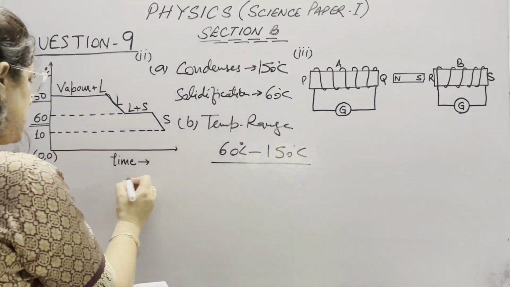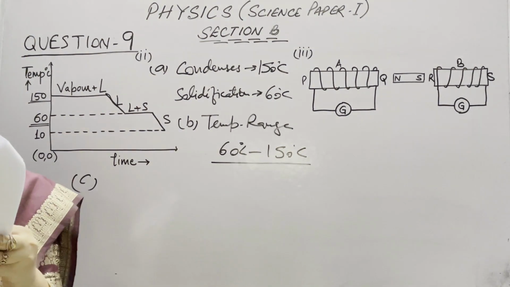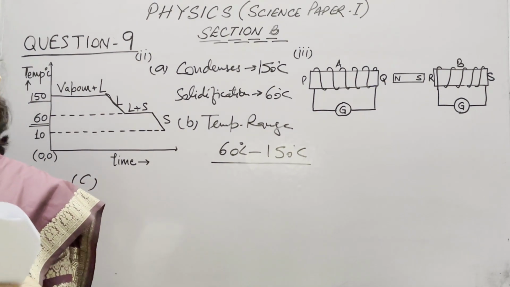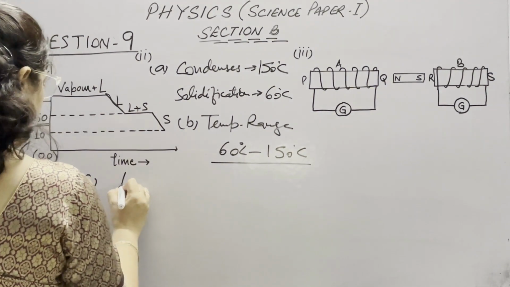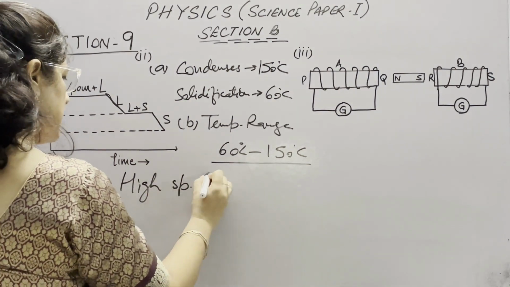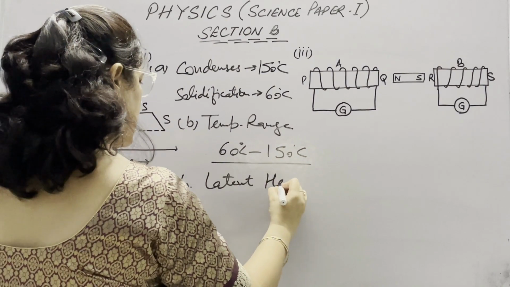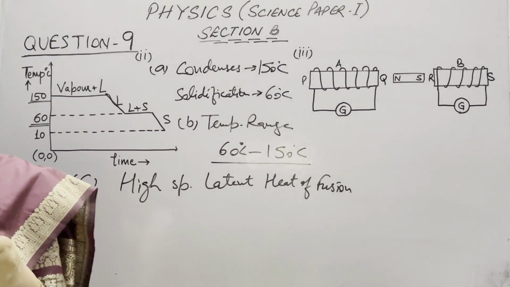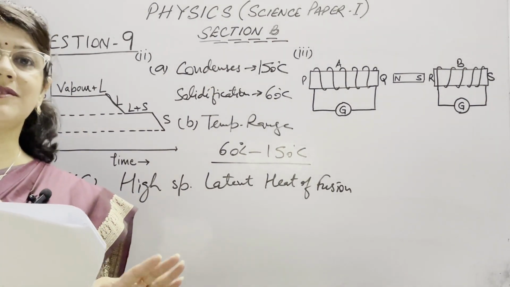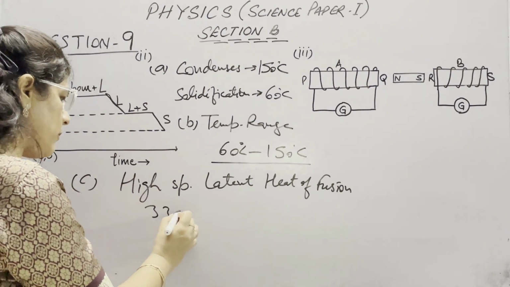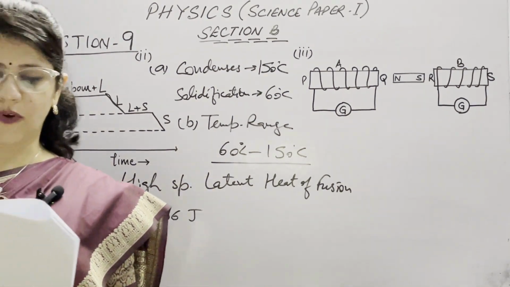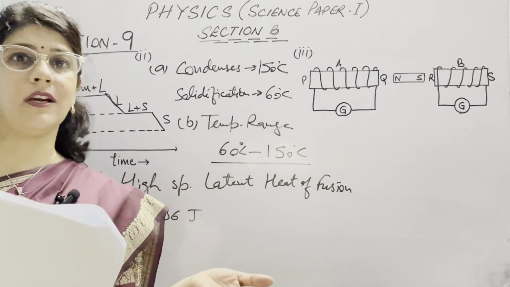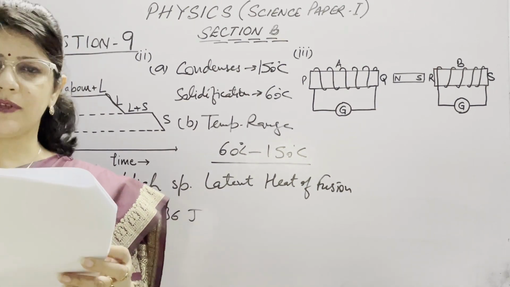In C part of this question, they have asked, why do we prefer ice to ice cold water for cooling a drink? Why is ice preferred? Due to high specific latent heat of fusion. This is the keyword of ice, because 1 gram of ice at 0 degrees Celsius takes 336 joule of heat energy from the drink to melt into water at 0 degrees Celsius. Therefore, the drink liberates additional 336 joule of heat energy, and cooling produced is more in the case of ice.